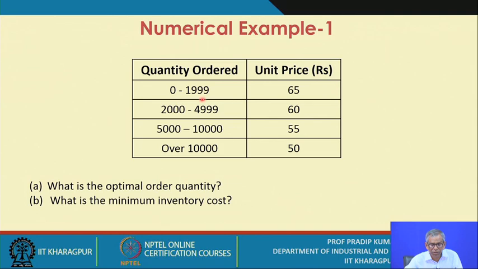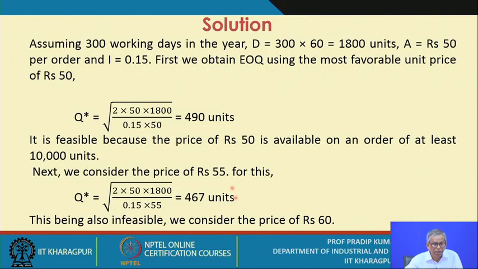So this is the numerical example with a multiple price break situation. If the quantity ordered is between 1 to 1999, the price is 65. Between 2000 to 4999, it is 60. Like this, you have this table with all the data, and over 10,000, it is just 50. What is the optimal order quantity? What is the minimum inventory cost?